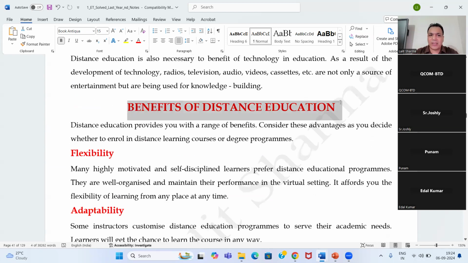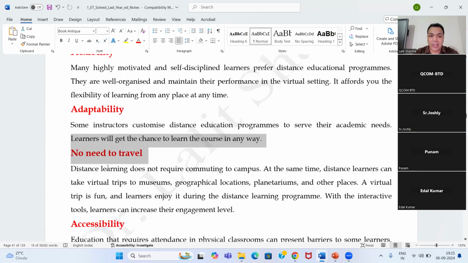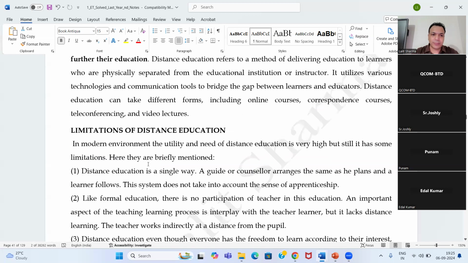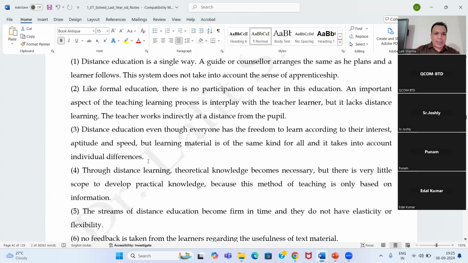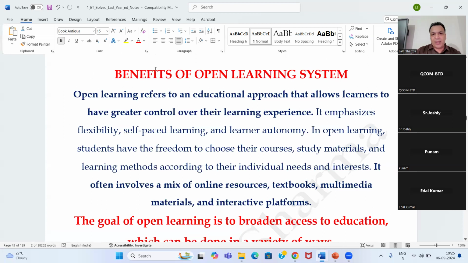What are the benefits of distance education? There is flexibility, adaptability, no need to travel. By sitting at home, you get the material by post, by correspondence. Accessibility, save time and energy. Now these limitations have come, what are its limitations, okay. Now what are the benefits of the open learning system?